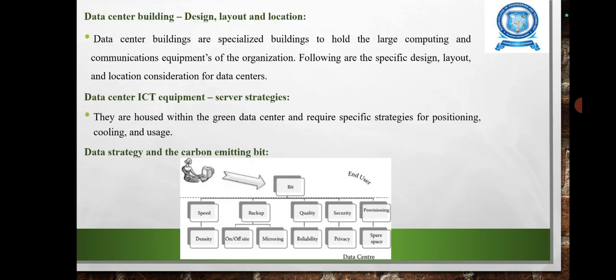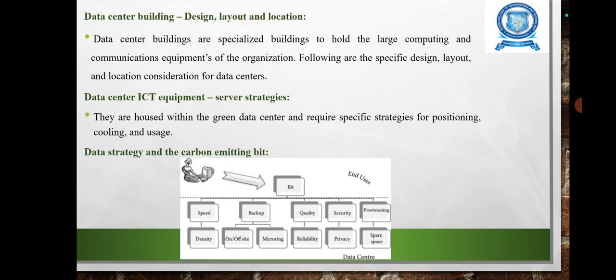Next one is data center building design, layout, and location. It is specialized buildings to hold the large computing and communication equipments of the organization. Following are the specific design, layout, and location consideration for data centers. For example, physical location of the building that houses the data center, power supply, cooling and lighting, etc.